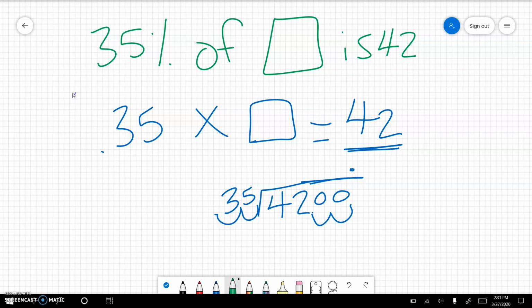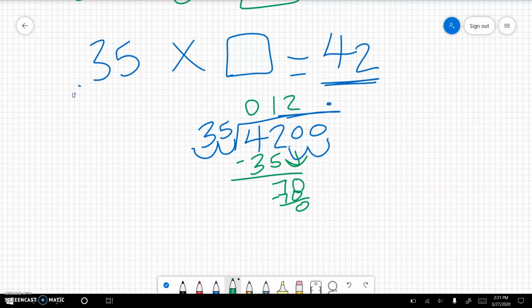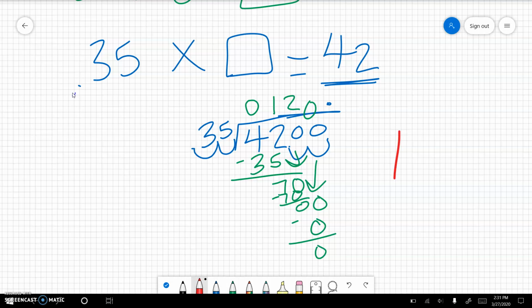Well, I know that 35 does not go into 4. It does go into 42 one time. And I'm going to subtract. That would be 7. And bring down 0. 35 goes into 70 twice. 2 times 35 is 70. I'm going to subtract and get 0. Bring down my next 0. 35 goes into 0 times. And now I am done. And my answer would be whatever my answer was to my division. So 120. That is my final answer.